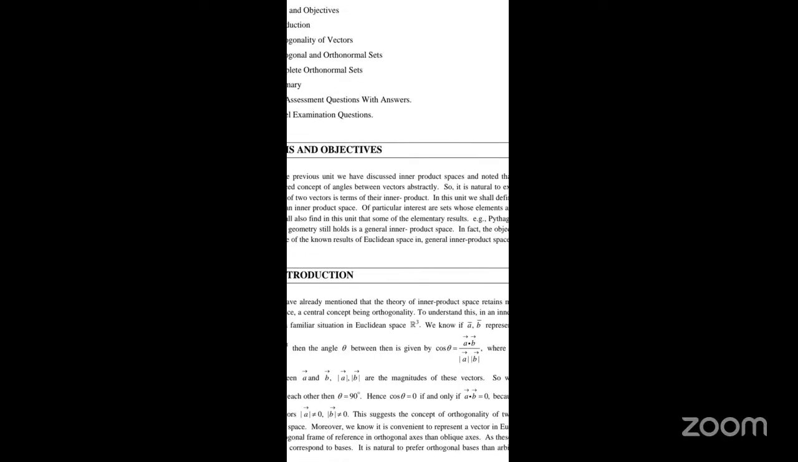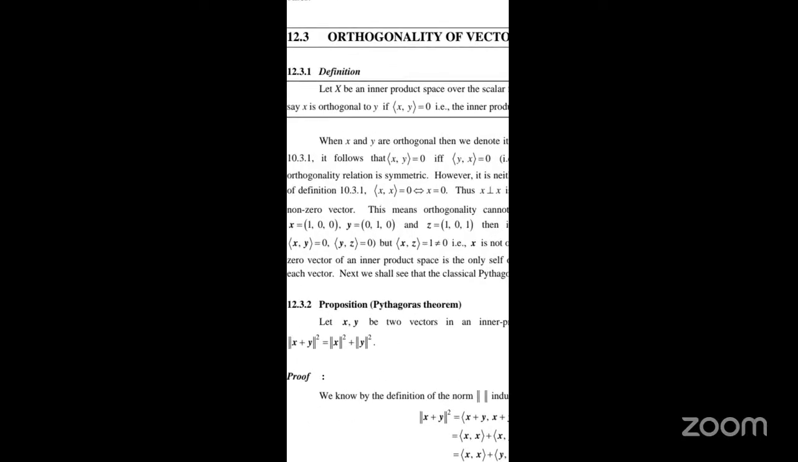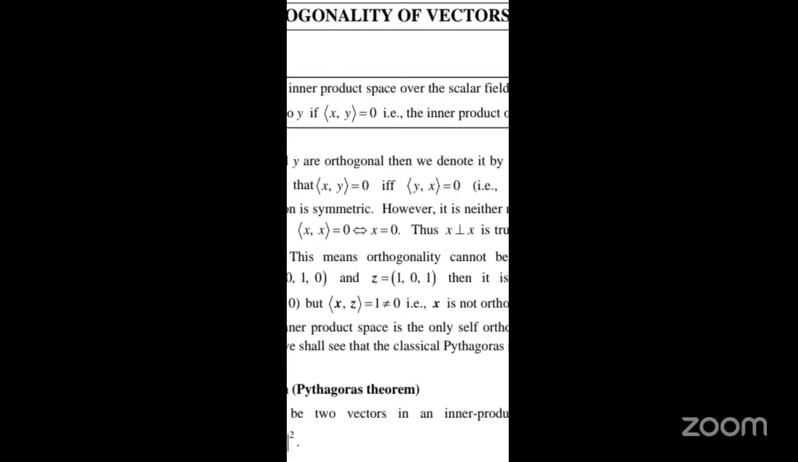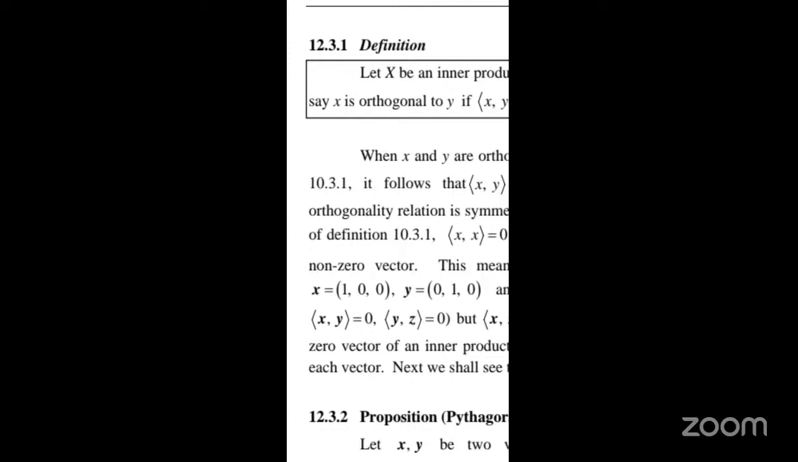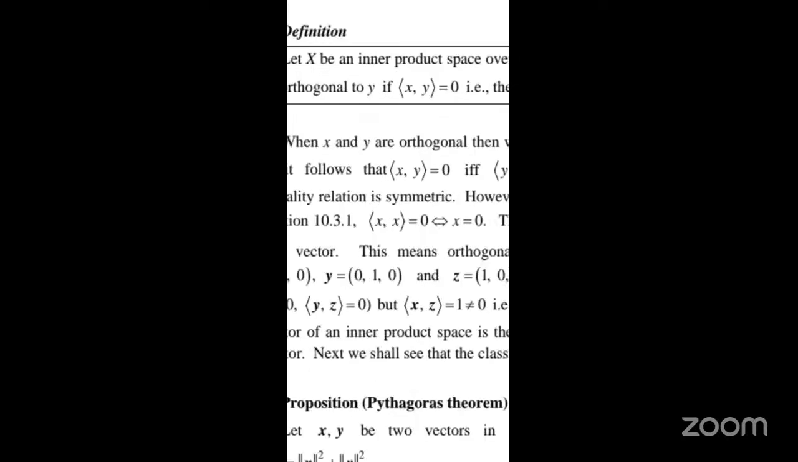That is simply represented as x perpendicular to y, which means x is orthogonal to y, which means inner product of x and y equal to 0. That is called the orthogonality definition. So the inner product of x and y equal to 0 means x is orthogonal to y.